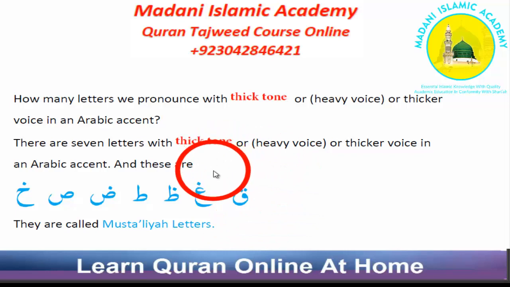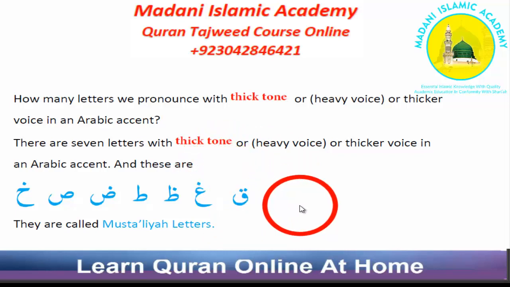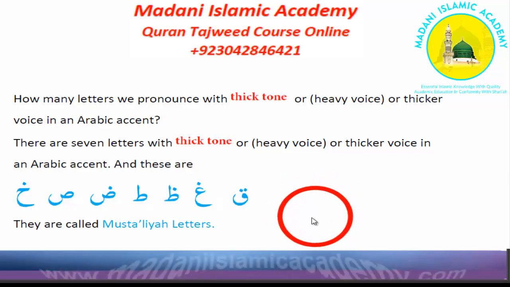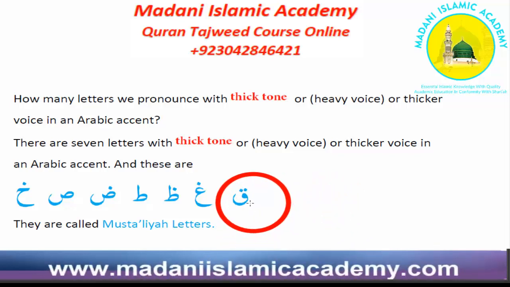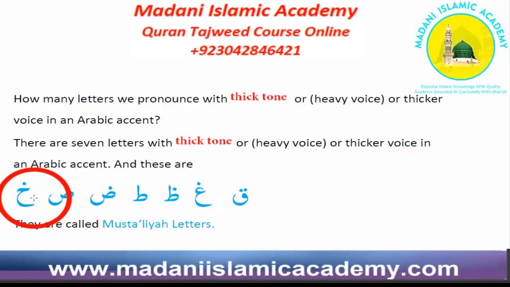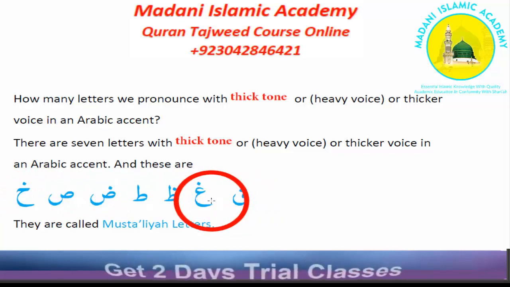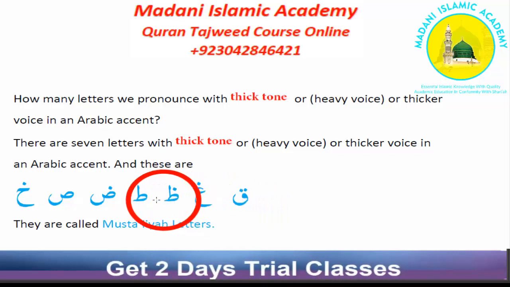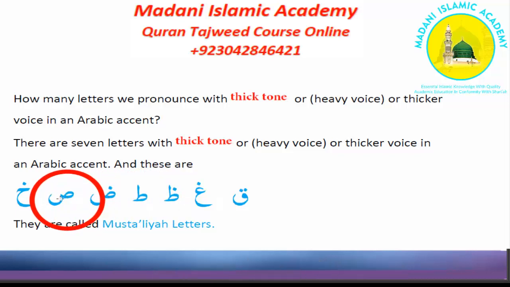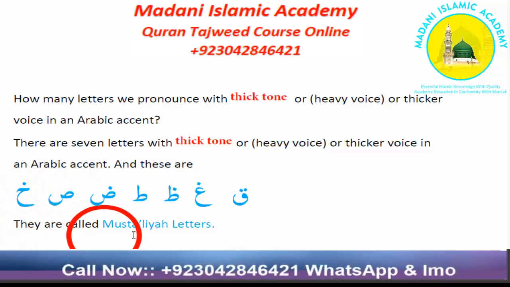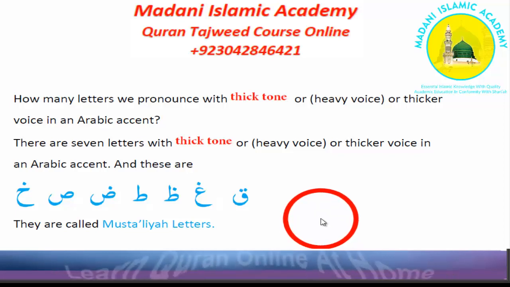How many letters do we pronounce with a thick tone or heavy tone in an Arabic accent? There are 7 letters we pronounce with a thick tone or heavy tone. How do we recite? Qaf, ghain, ra, ta, dot, sod, kha. These are the Mustalia letters. We pronounce them with a heavy voice or thick tone in an Arabic accent in every condition.